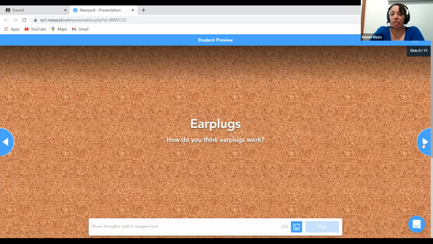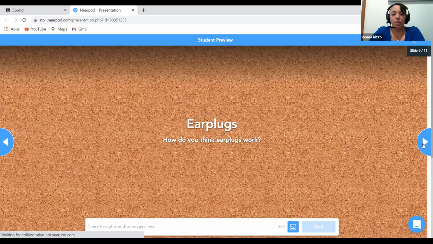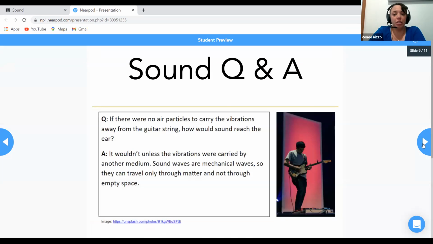And this was a question that was incorporated in the original lesson that I just made into a collaboration board so students can see what other students in their class think about this topic. How do you think earplugs work? Taken straight from the original sound Q&A, if there were no air particles to carry the vibrations away from the guitar string, how would sound reach the ear? Answer, it wouldn't unless the vibrations were carried by another medium.